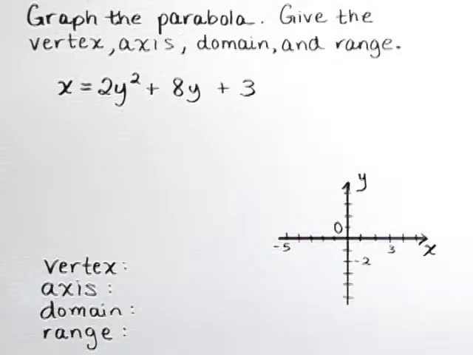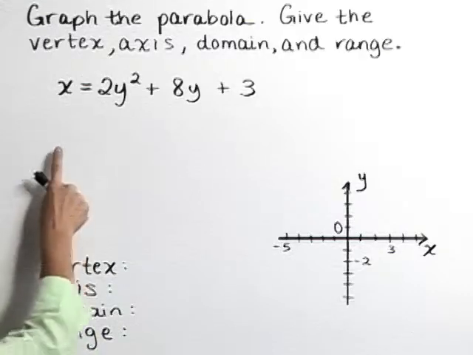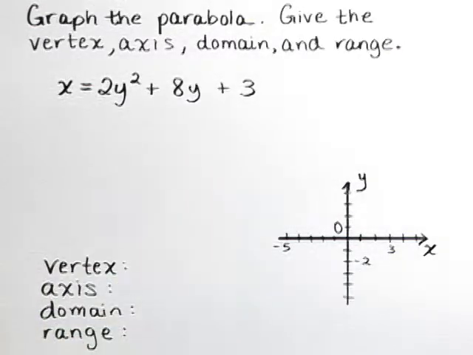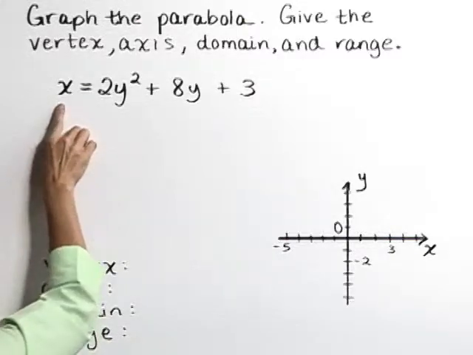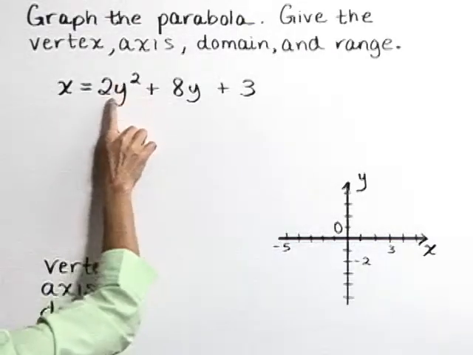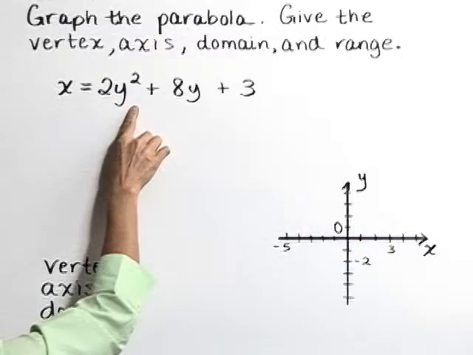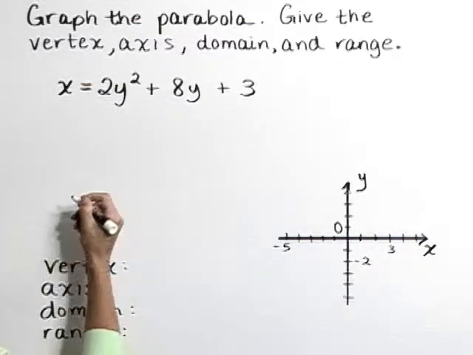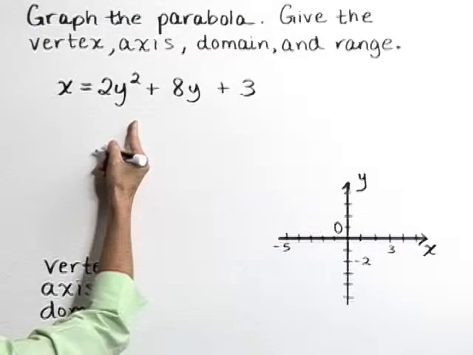Graph the parabola. Give the vertex, axis, domain, and range. Here we have the parabola x is equal to 2y squared plus 8y plus 3. Notice that we have x to the first power, however, y squared. This is going to be a sideways opening parabola. Let's determine the vertex by completing the square.